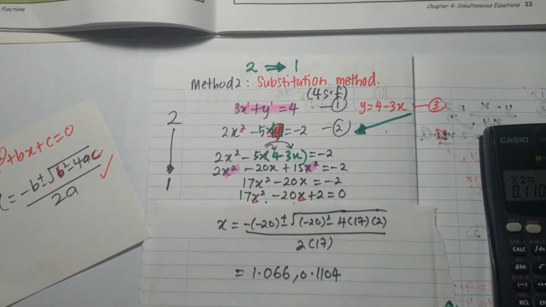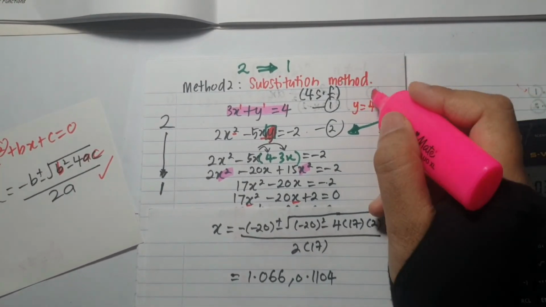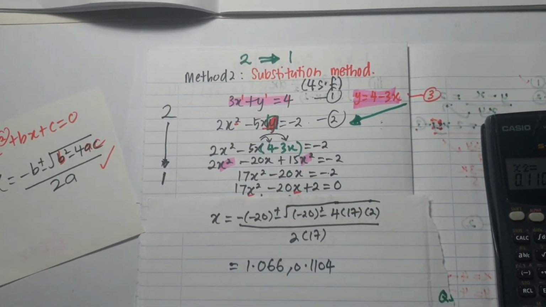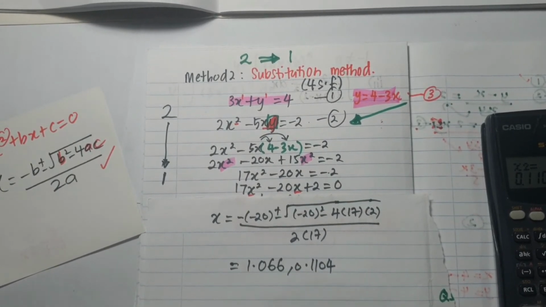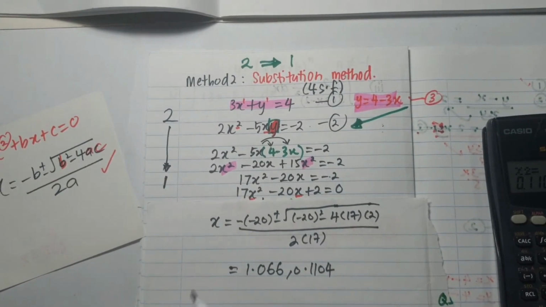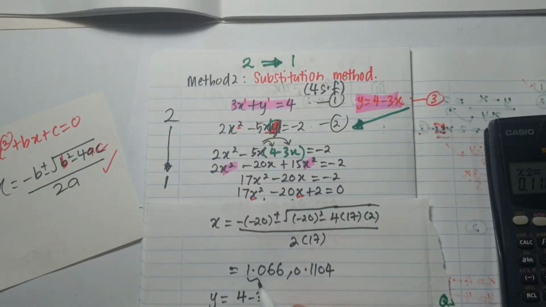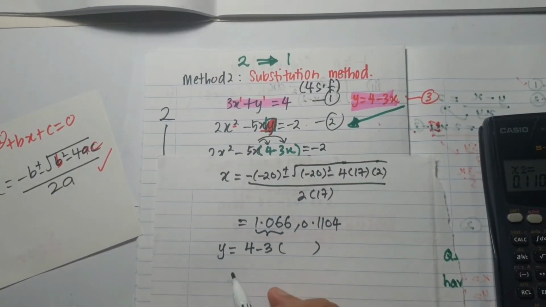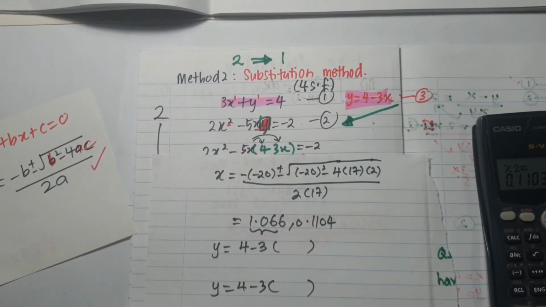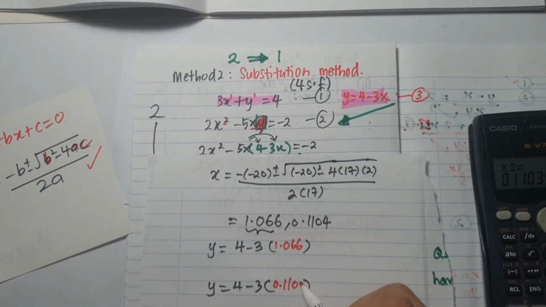So how to find y? Okay, as I said, always choose y as your subject, choose this one. When we use substitution method, of course, one of the variable there, dia dah jadi sebagai kita punya subject. Since you want to find y, put in this equation. So your y is 4 minus 3x. The first x is this, and your second x is this one.